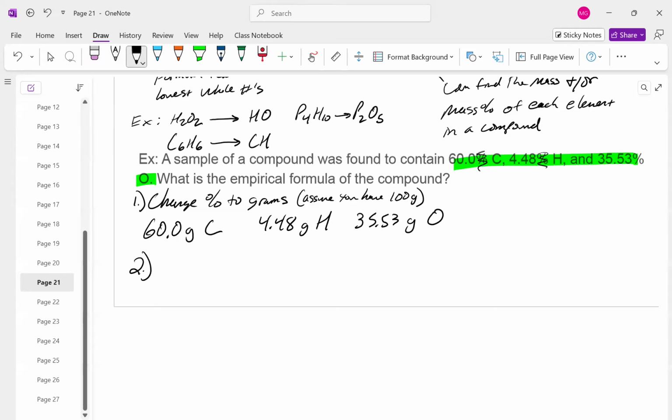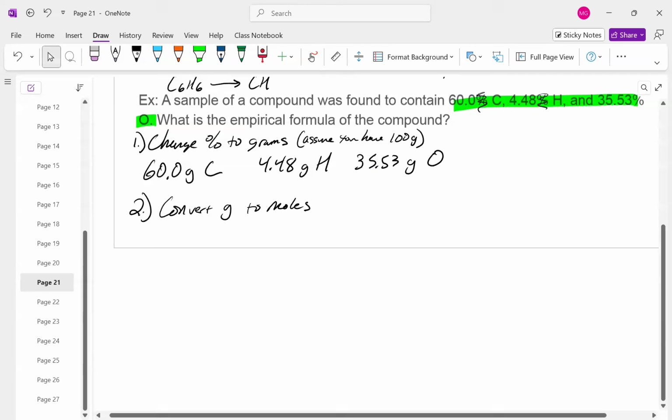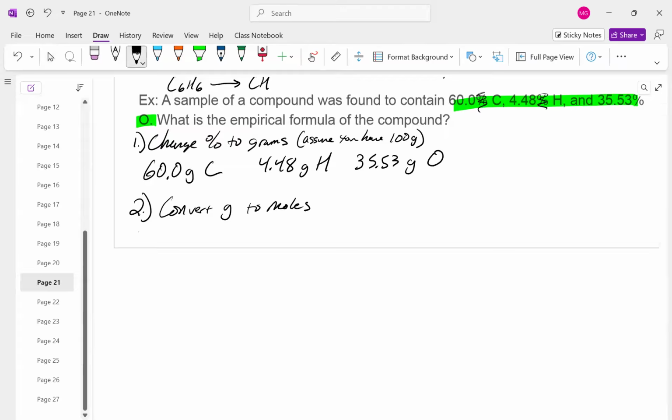Now, the second step is to convert all those grams into moles. How do you do that? What number do you need in order to go from grams to moles? We need the molar mass from the periodic table. 60 grams of carbon has a molar mass of 12.001 grams in 1 mole. So grams of carbon cancel out, and I have that many moles of carbon.